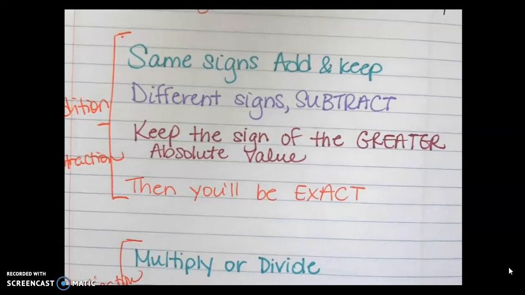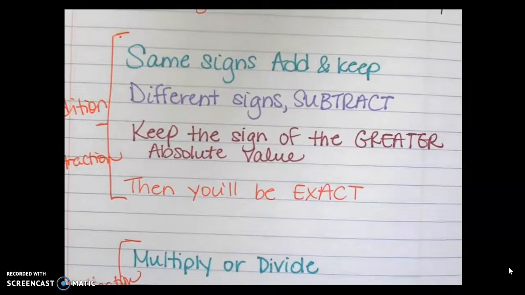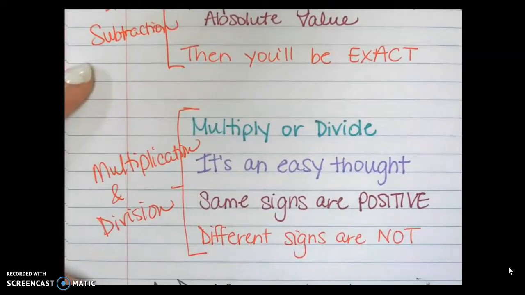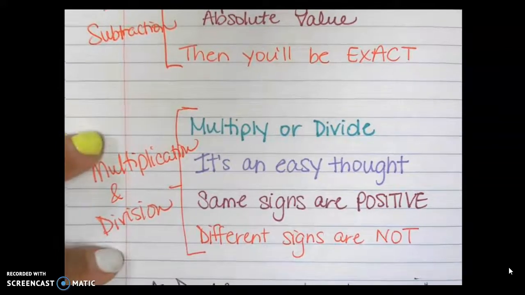Same signs, add and keep, different signs, subtract. Keep the sign of the greater absolute value, then you'll be exact. This is for addition and subtraction. Keep singing, multiply or divide. It's an easy thought. Same signs are positive, different signs are not. This is for multiplying and dividing.